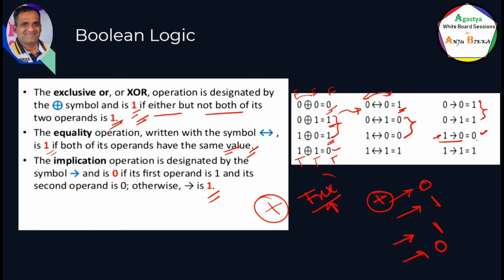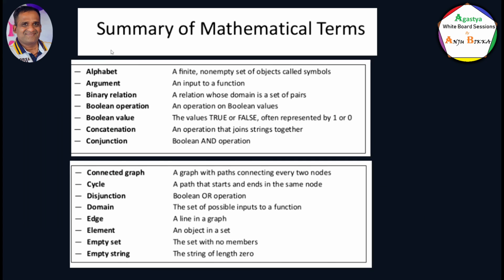In all other cases, the value is 1. So these are XOR, equality and implications. Let's discuss the summary of the terminology we are going to use in our course. In the next session, we are going to start with the finite automata.